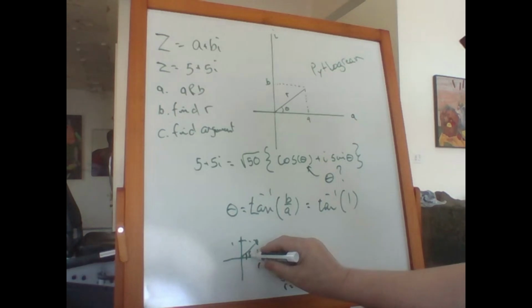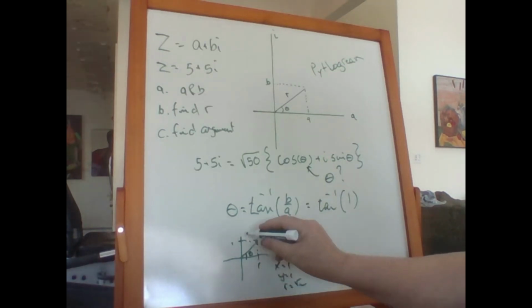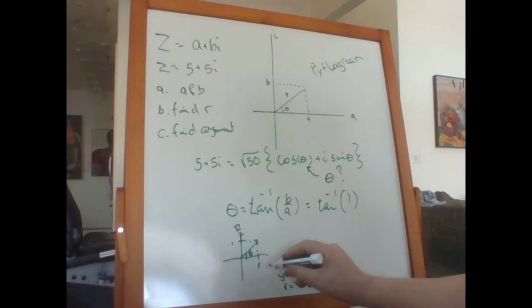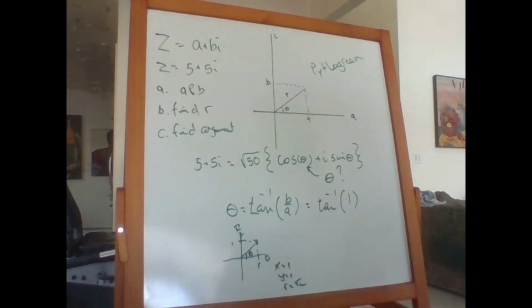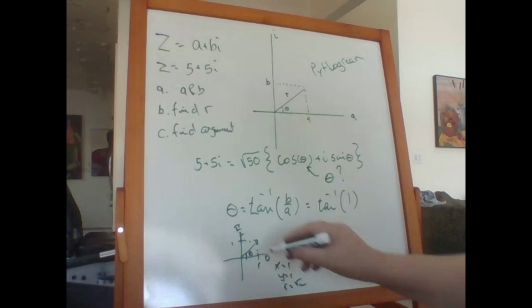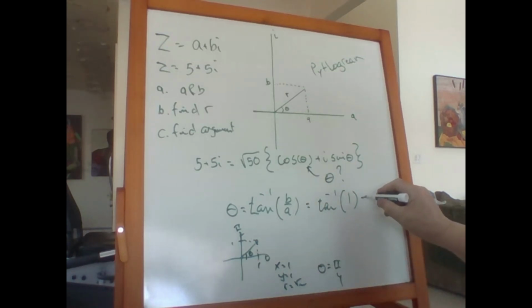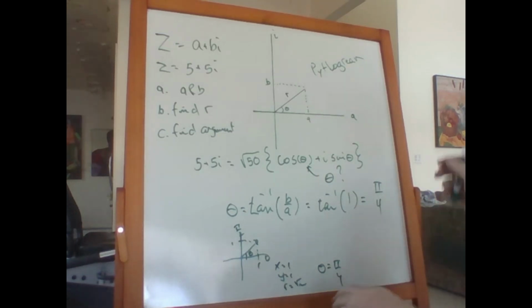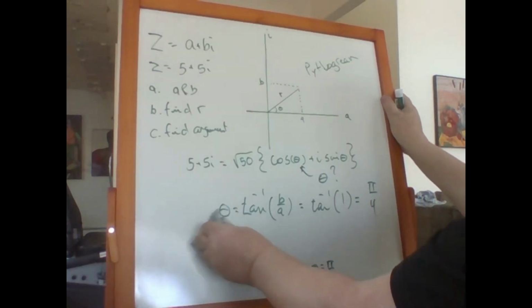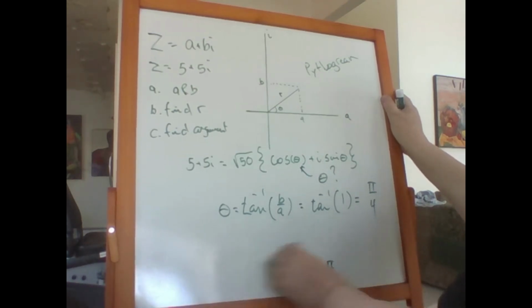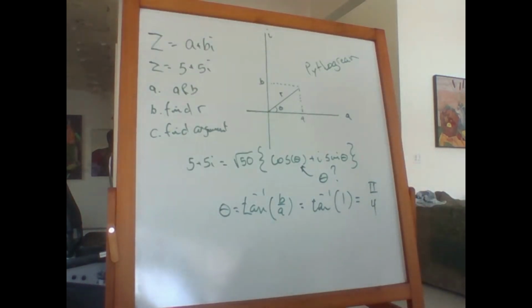This angle, theta, splits this quadrant exactly. This is pi on 2, this is 0, and so theta is pi on 4. So that is pi on 4. That's our argument. So now we've answered all 3 questions.